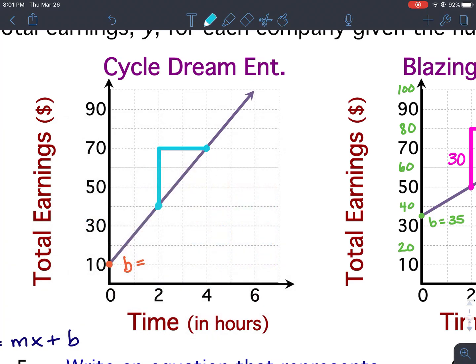So each grid line is, again, just like Blazing Saddles, going by tens. So 10, 20, 30, 40, 50, 60, 70, 80, 90, 100. So the rise for Cycle Dream goes from 40 to 70, so that would be a rise of 30. The run goes from 2 to 4, so that would be a run of 2.